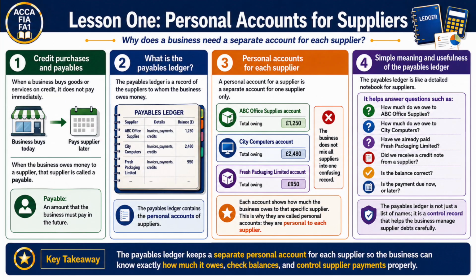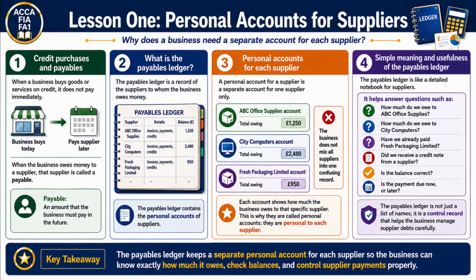The textbook says that the payables ledger contains the personal accounts of suppliers. Let us explain this in beginner language. A personal account for a supplier is a separate account for one supplier only. For example, imagine a business buys goods from these suppliers. Supplier A, ABC Office Supplies. Supplier B, City Computers. Supplier C, Fresh Packaging Limited. The business should not mix all 3 suppliers together in one confusing record.